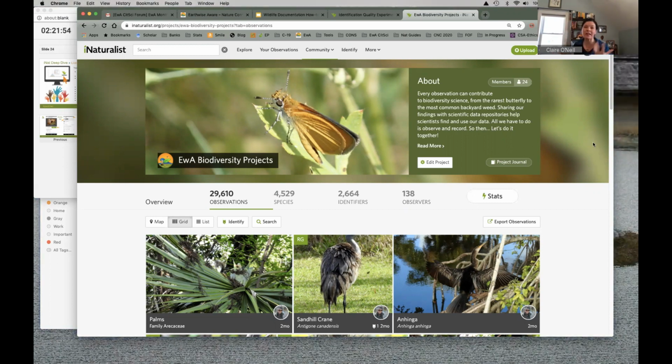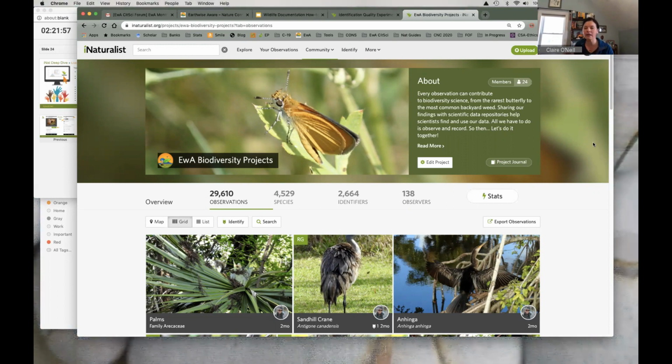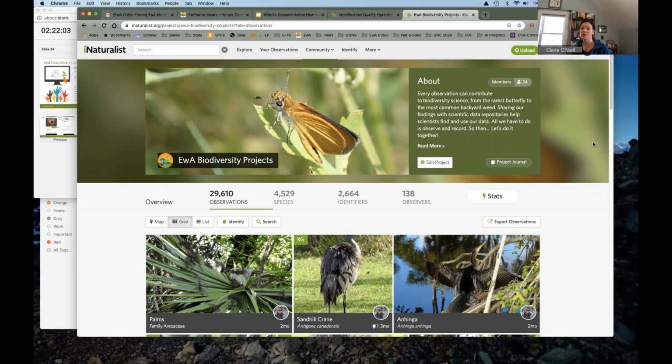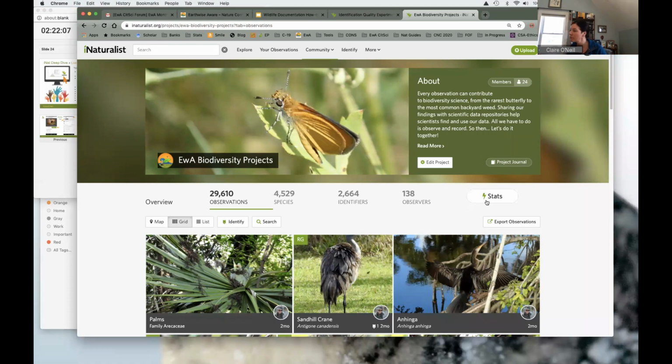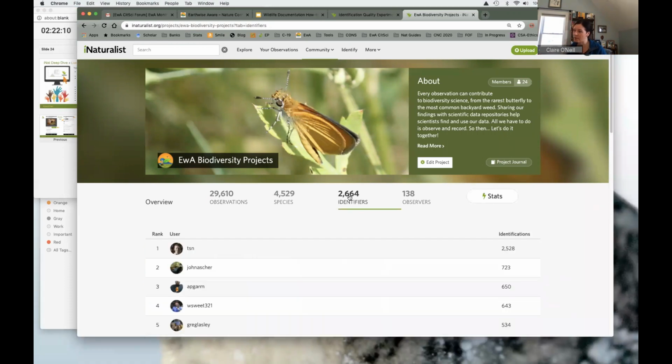Pull it in a way that is really providing quality information to other types of projects out there, such as the National Phenology Network, which is really focused on phenology, the study of seasonal cycles in fauna and flora.